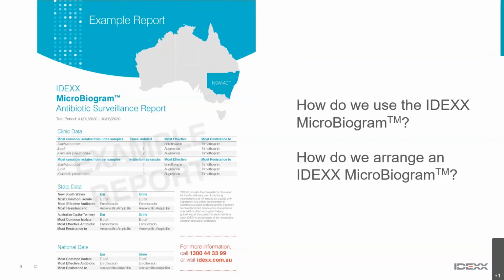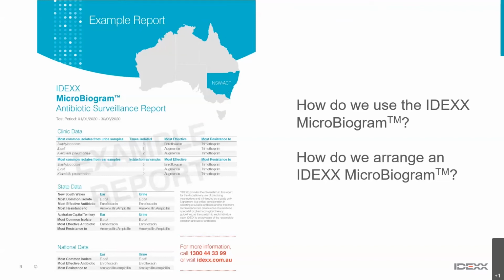So we look at it for urine and ear cultures. What we do is go back through the data that's come from your clinic to determine, let's talk about urine for example, what are the most common isolates that you've had in the urine cultures that you've submitted. And we'll give you the first 3 that are most common. And if we've had ear cultures from you as well, we can do the same thing.